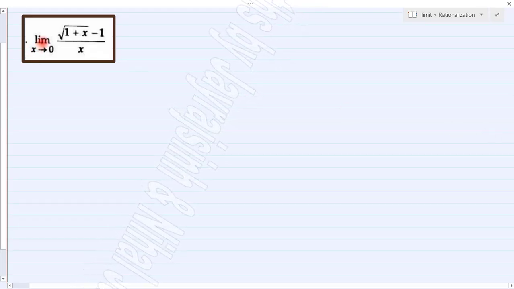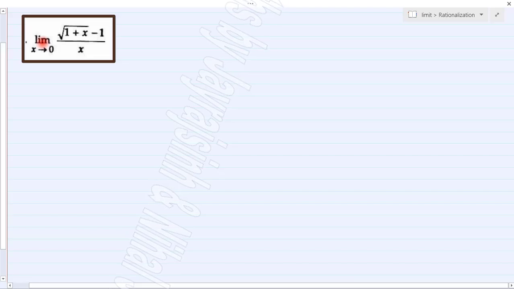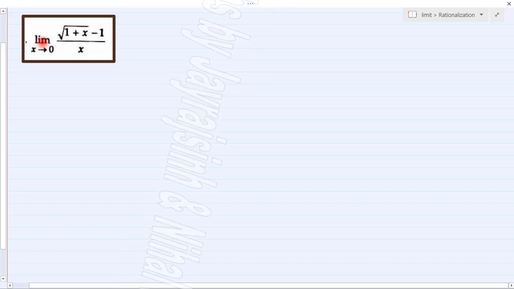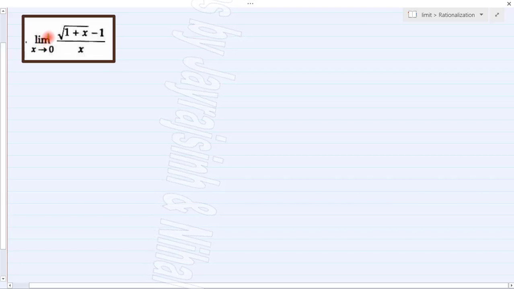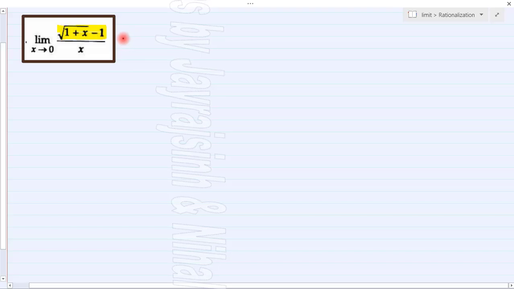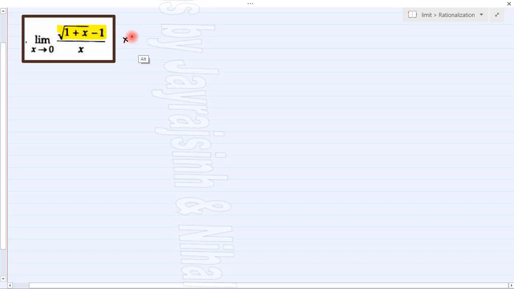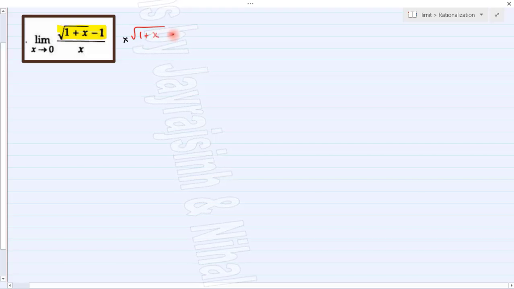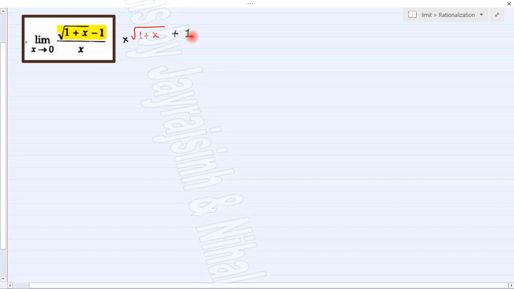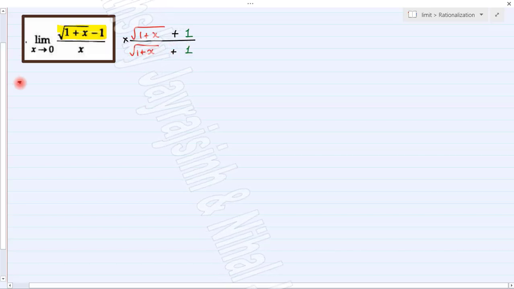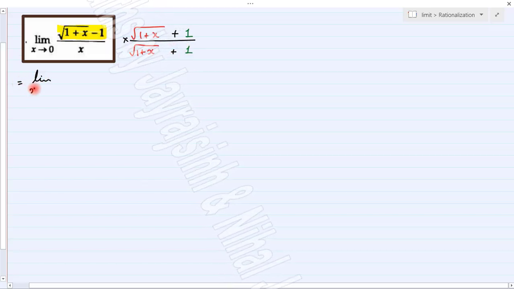Here we have to find limit x tends to 0 of under root of 1 plus x minus 1 upon x, which is 0 by 0 form. The term with the under root and negative sign represents that we have to multiply and divide by its conjugate, which is under root of 1 plus x plus 1. So let's divide by the same term. Now limit x tends to 0.